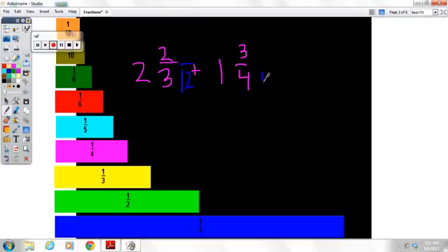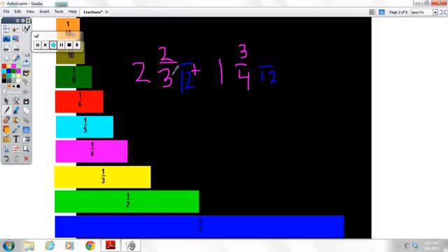What we need to do from there is make equivalent fractions. We need to say 2/3 is going to equal what over 12? The 3/4 is going to equal what over 12? Because we can't change the value. 2/3 needs to equal the fraction here, and 3/4 needs to equal this fraction here. And then the denominators would match.